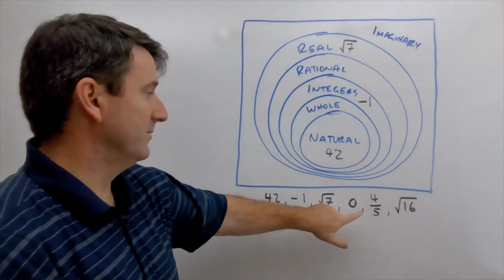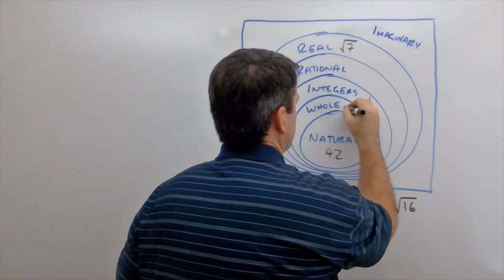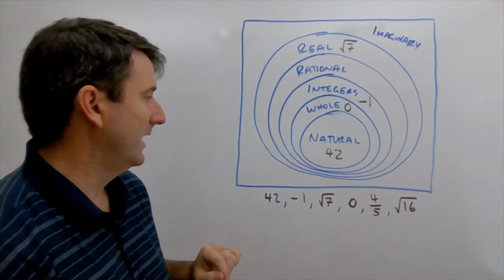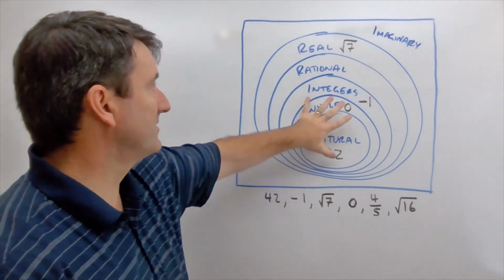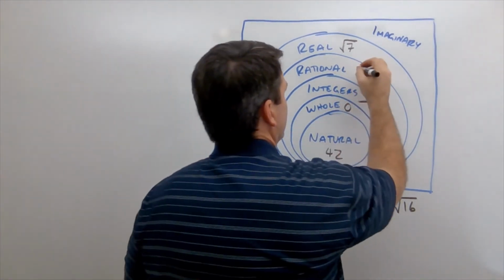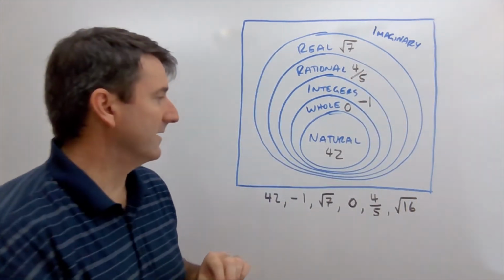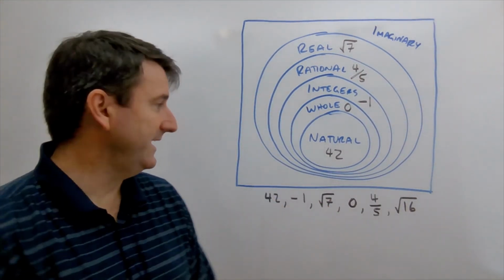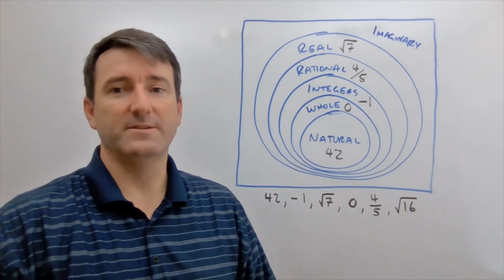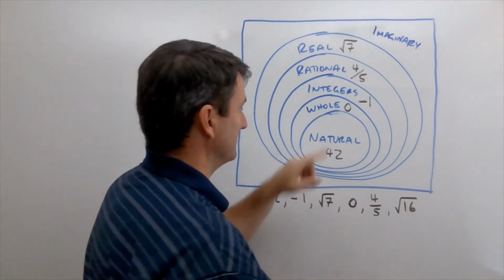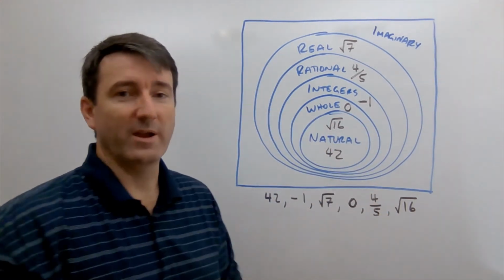All right, 0. Remember, 0 is the one number that we added to the natural numbers to get the whole numbers. So 0 goes here in the whole numbers. 4/5, that's a fraction, so it can't fit in any of these first 3 sets, but it fits nicely here in the rational numbers. So 4/5 is going to go right there. And finally, the square root of 16. So here we have another square root, but 16 is a perfect square. The square root of 16 is just the number 4. And so that actually goes right here in the natural numbers, the square root of 16. Just another way of writing 4.